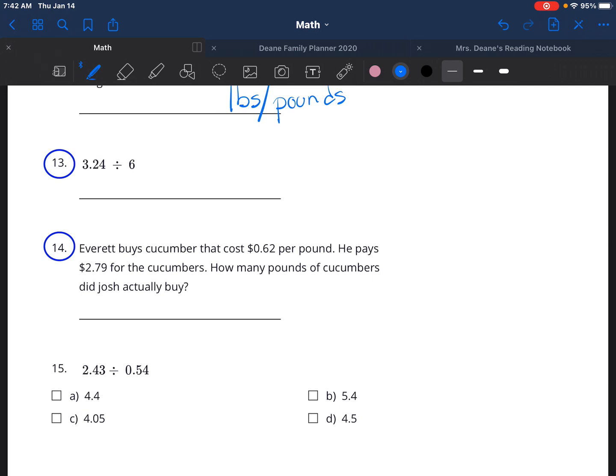13, that's pretty simple. You're just dividing. Remember, the first number's on the inside. Your second number's on the outside.